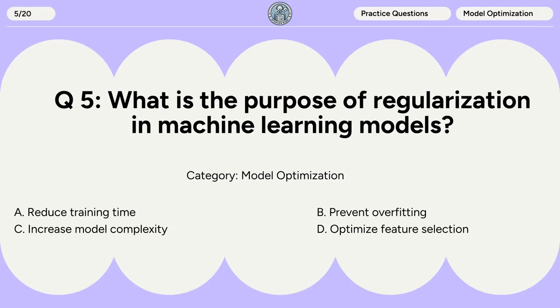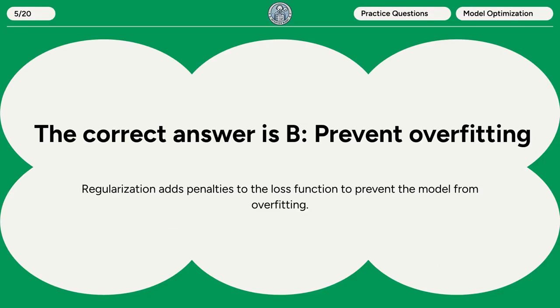Question 5. What is the purpose of regularization in machine learning models? A. Reduce training time. B. Prevent overfitting. C. Increase model complexity. D. Optimize feature selection. The correct answer is B. Prevent overfitting. Regularization adds penalties to the loss function to prevent the model from overfitting.